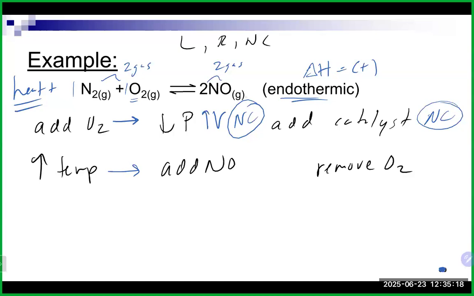And here I'm going to add some NO, which is our product side, going to cause the reverse reaction to occur as we have more products than reactants. And lastly, we're going to remove some O2. That's going to cause a hole on that side. And again, that can cause more products than reactants, causing the reverse reaction to occur. Any questions on any of that there?